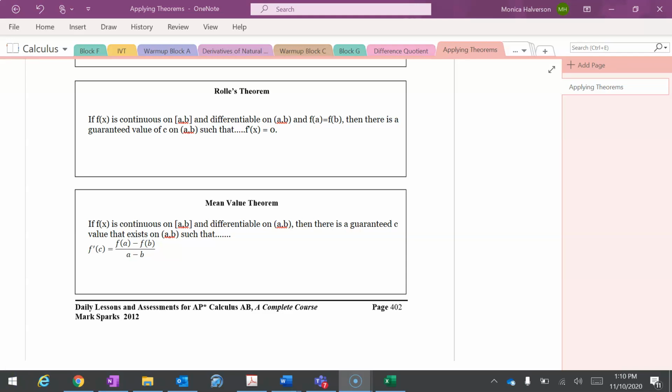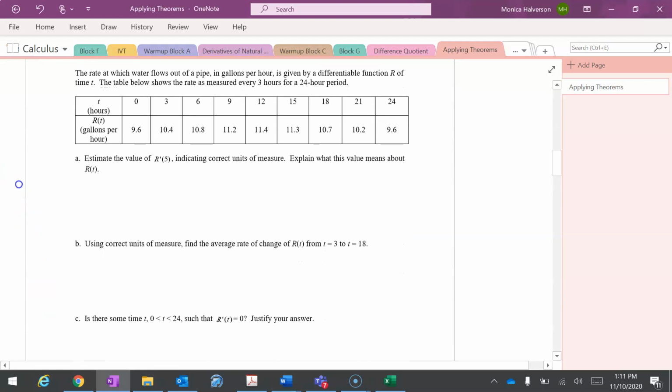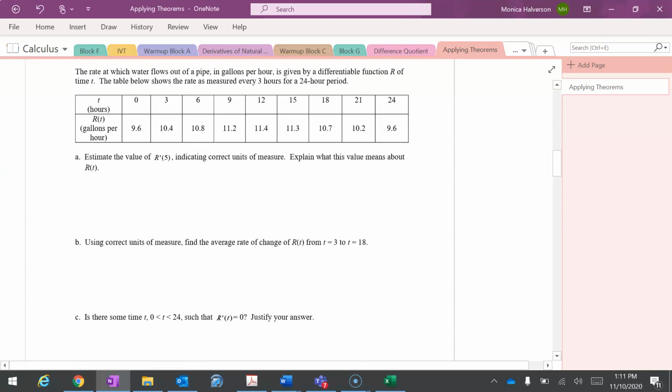So let's look at this first word problem together. The rate at which water flows out of a pipe in gallons per hour is given by a differentiable function r of time t. The table below shows the rate as measured every 3 hours for a 24-hour period. The first question is: estimate the value of the first derivative of 5 using correct units of measure. Explain what this value means about r of t.